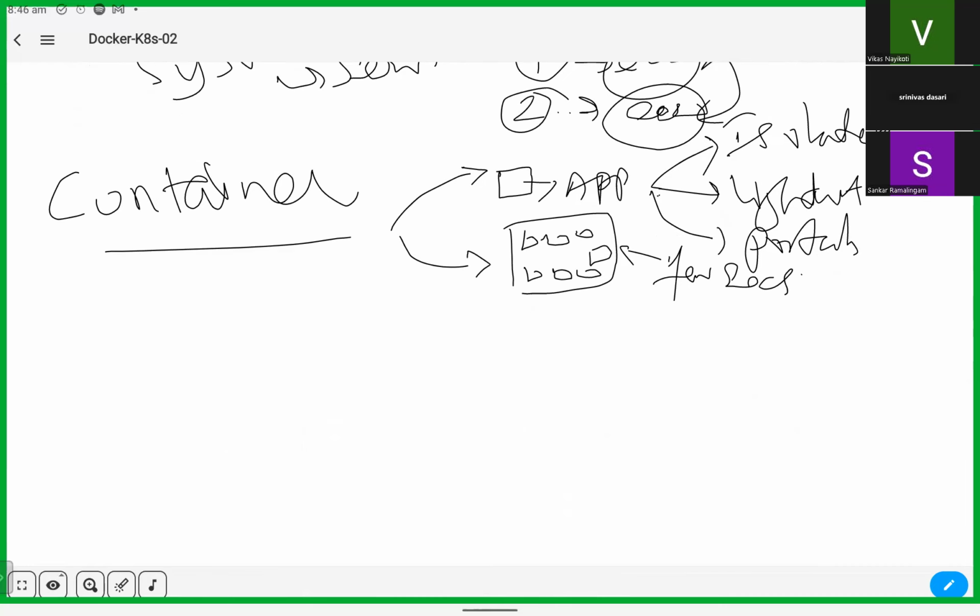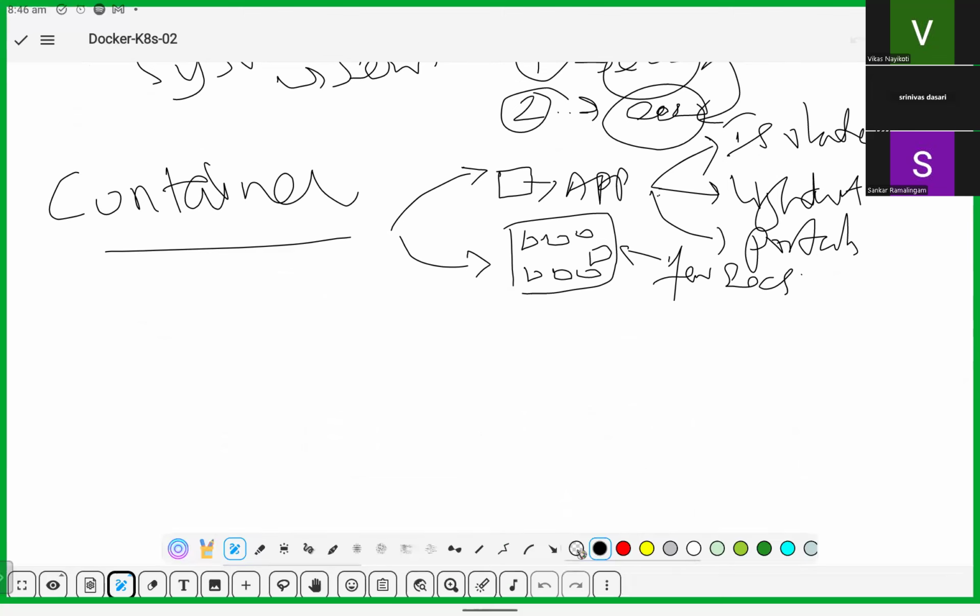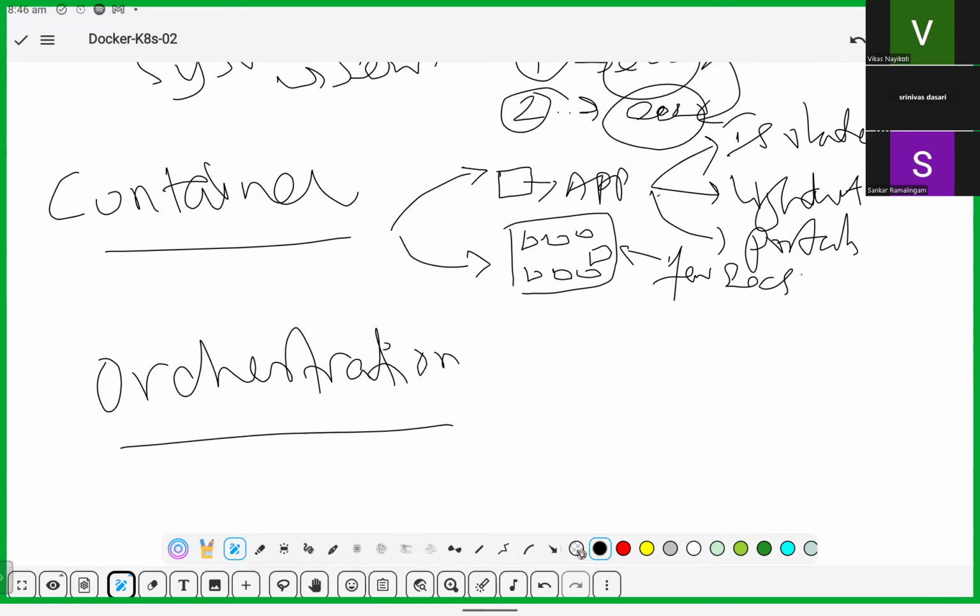Okay, now again, we are going to container orchestration. Why is orchestration required? Forget about Kubernetes, Docker Swarm. Why is container orchestration required? Because a container is standalone, right? It is standalone. For example, think about your laptop.